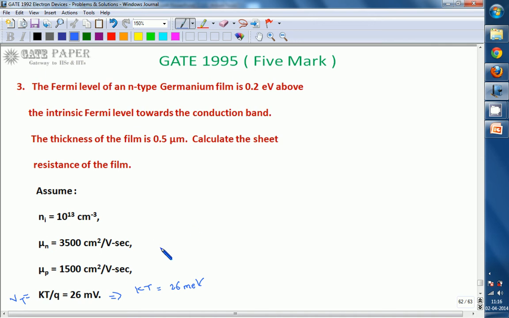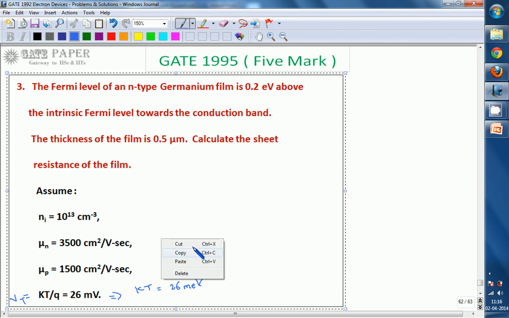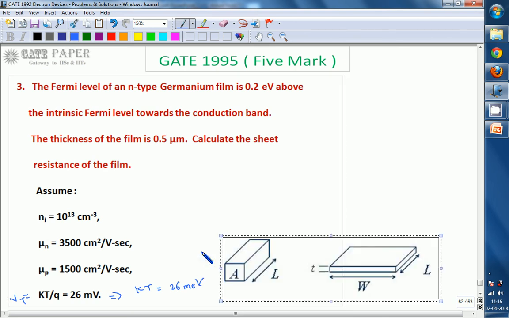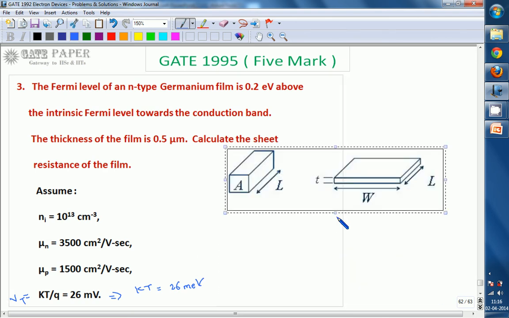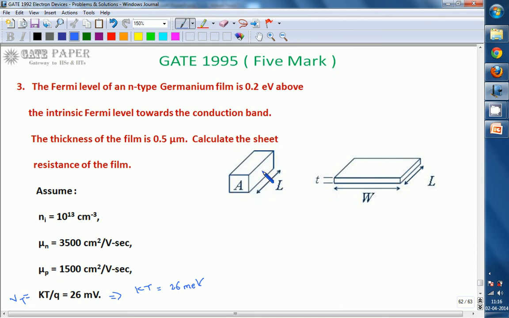First of all, we should know what is meant by sheet resistance, and from that we can calculate. Look at this diagram. Let us assume we are going with a rectangular three-dimensional piece with length L and area A. How do you write the resistance for this? Resistance is nothing but rho, the resistivity of that bar, into L by A, where A is the area of that bar.